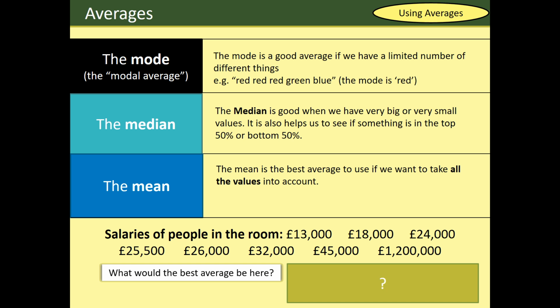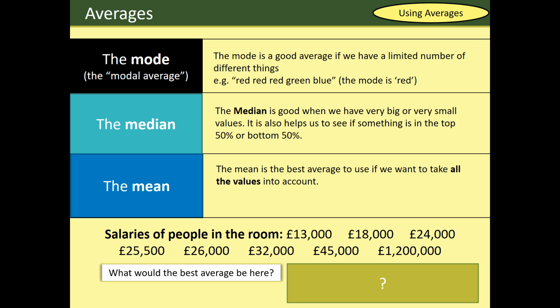So the mode is a good average if we have a limited number of different things. So like red, red, green, blue, the mode is red. If we've only got a few different things, so maybe 4 or 5 different things, the mode is really good. The median is really good if we have very big or very small values. And it helps us see if something's in the top half or the bottom half, top 50% or bottom 50%. And the mean is the best average to use if we want to take all the values into account.